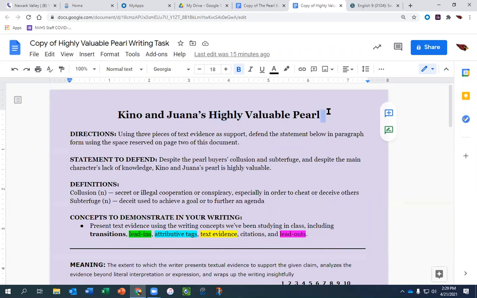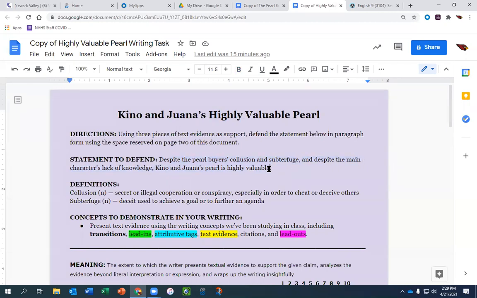Hey, this writing assignment is going to ask you to defend a statement. Here it is right here. We'll jump right into it. It says, despite the Pearl Buyer's collusion and subterfuge, and despite the main character's lack of knowledge, Kino and Juana's pearl is highly valuable. And we spent a lot of time in the text looking for some of the Pearl Buyer's illusions and their collusions and just the nonsense that they've been spewing about the valuelessness of Kino's pearl.